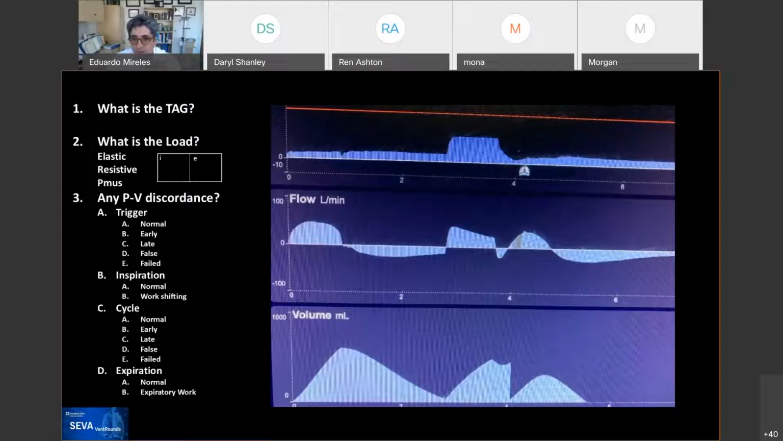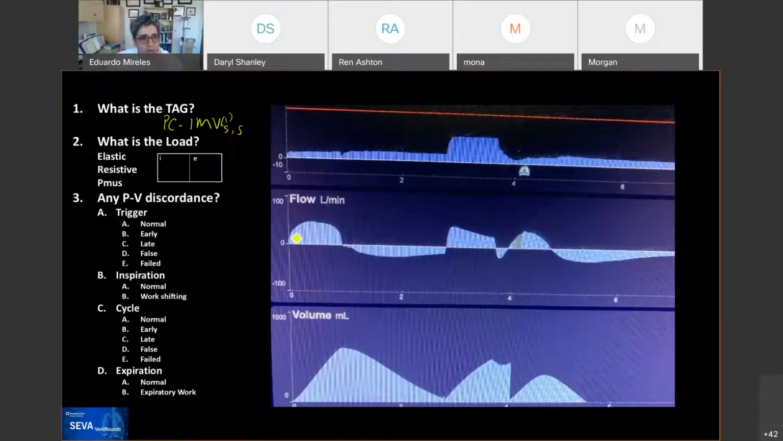There was an early trigger. People thought that there could be an early reverse trigger. Essentially no work shifting or some work shifting, and normal to some expiratory work. All right, next time I will leave it longer. So this is actually the same patient, same mode, but something changed on this patient. So it's PC, again, IMV, S, so type 1, SS.